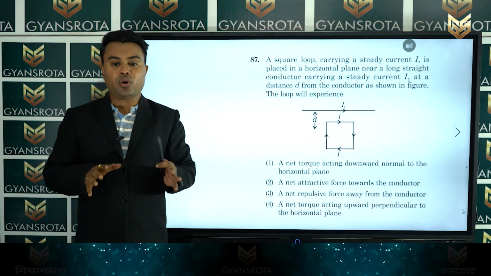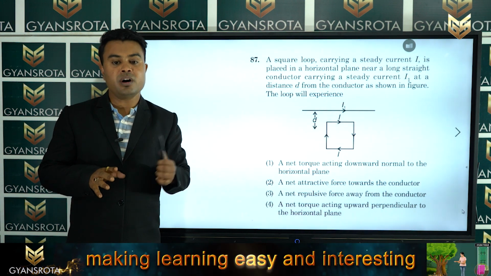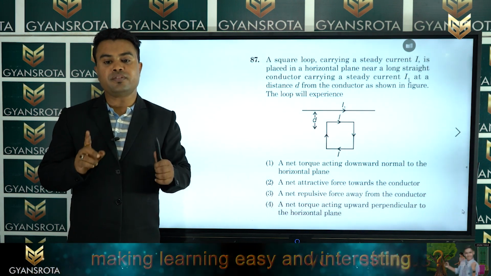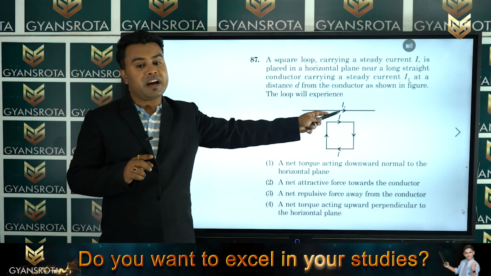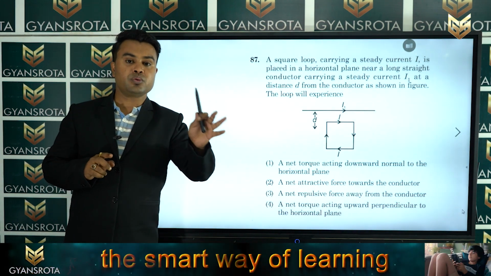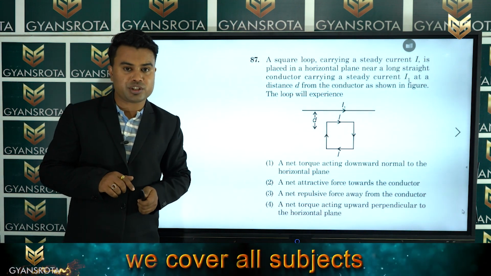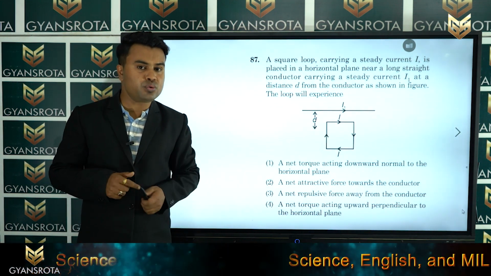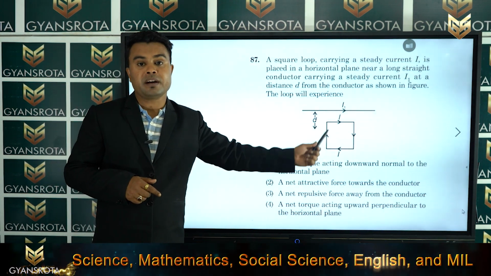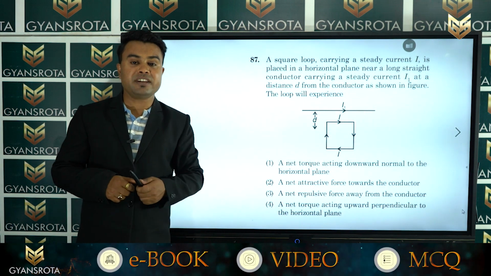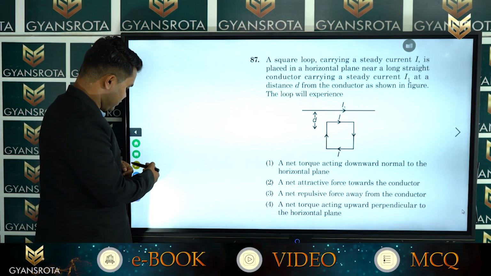A net torque acting downward normal to the horizontal plane? No. A net attractive force towards the conductor? Yes, this can be. If you find out the force due to the parallel conductor, when both of them are moving in the same direction, if you use Fleming's rule, you will see that the two wires will have an attractive force towards each other. So, option 2 is correct for the time being.